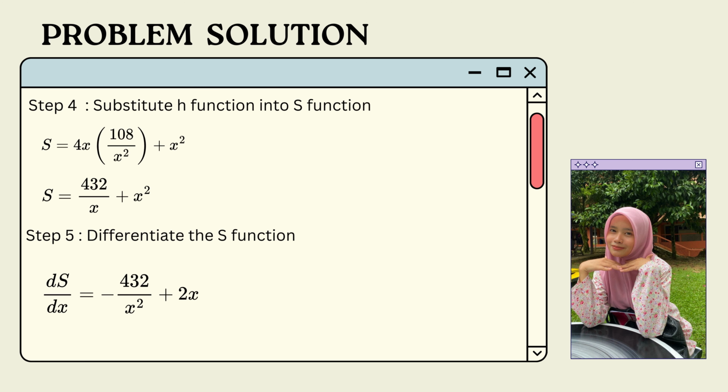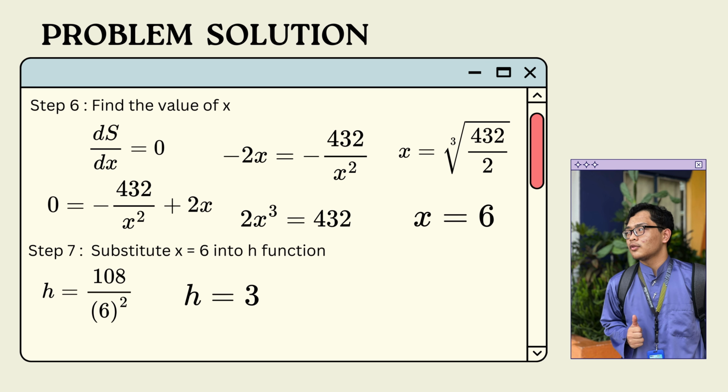Now, this is the time we apply the minimize and maximize application to find the value of the dimensions. The derivative of S is set to 0. Why? Because a derivative is just the rate of change of the function, or in other words, the slope. After the process of setting the derivative of S to 0, we find that x equals 6. After that, we can substitute the value of x into the h function to get the value of h, which is 3. Finally, we got the dimensions of the rectangular box that has no top on it.